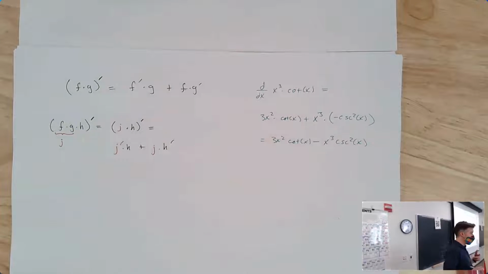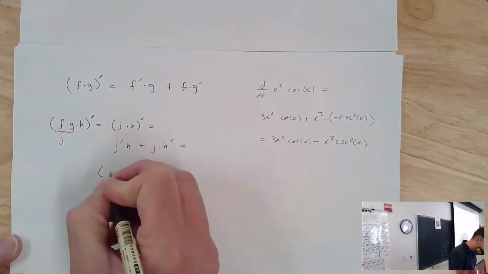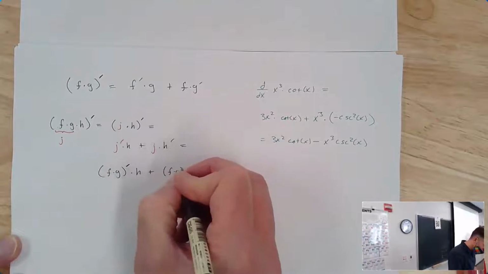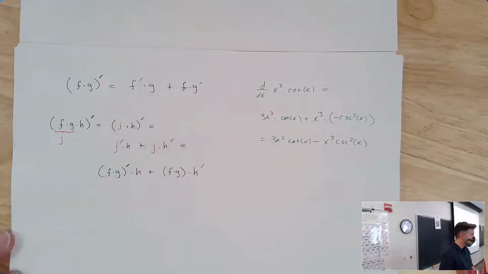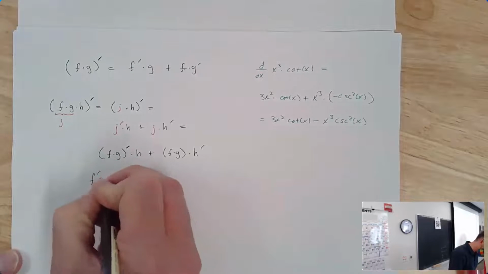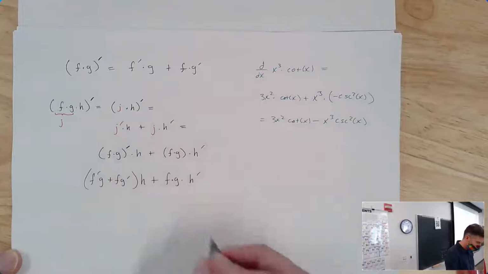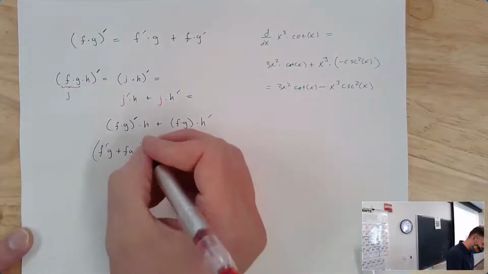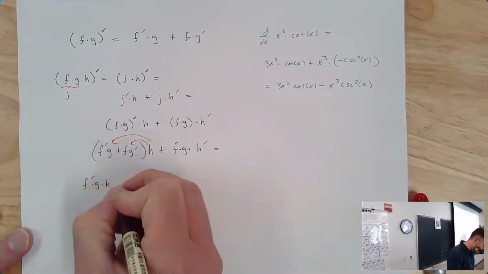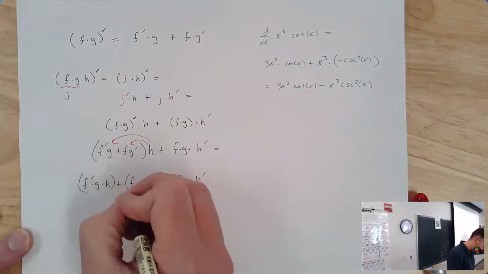Okay, but now we're going to remind ourselves that j is really the function f times g. So that when I write this, this is actually f times g prime times h plus f times g times h prime. And now we're going to also use the product rule for the derivative of f times g. And we're going to get f prime g plus f g prime, all times h, plus f times g times h prime. And then if we finally distribute this, we get f prime times g times h plus f times g prime times h plus f times g times h prime. And it helps to put parentheses just to separate them out.